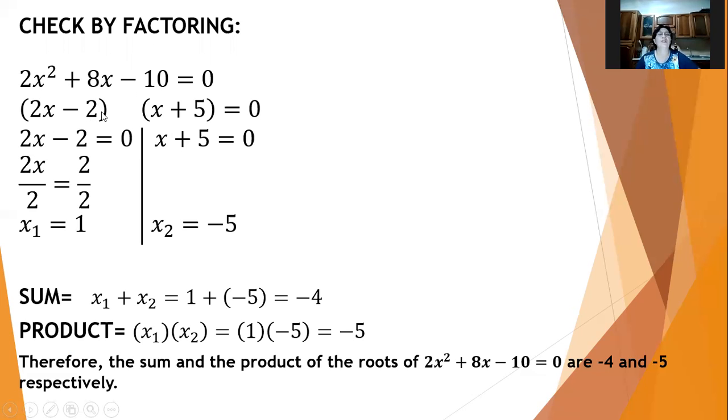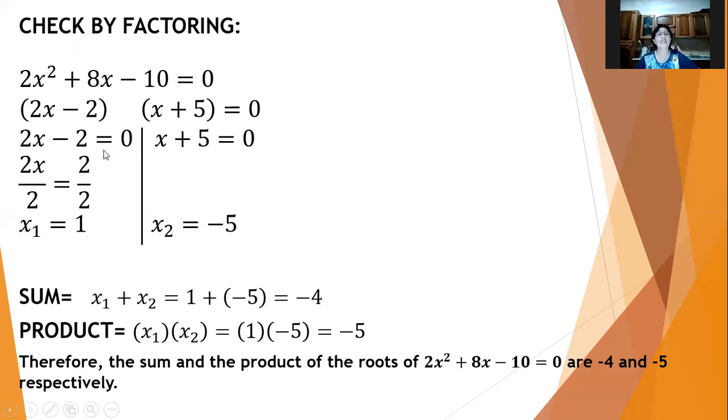the sum is negative 8. Is positive 8, I mean. Let us check. We have 2x, using the FOIL method, 2x times 5 is equal to 10x. Negative 2 times x is negative 2x. Obviously, 10x minus 2x is equal to 8x. Therefore, our factor is correct.